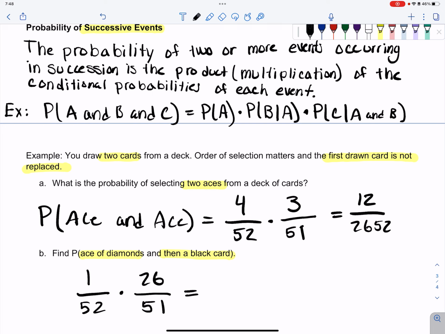So now we can multiply these fractions together to give us 26 out of 2,652. So that would be our probability. You could simplify these fractions a little bit, but I usually don't require that in my classes. But you could do that with your scientific calculator to reduce the fractions.